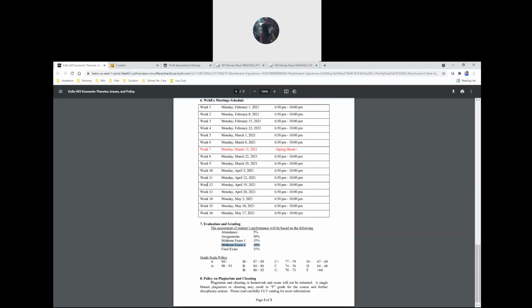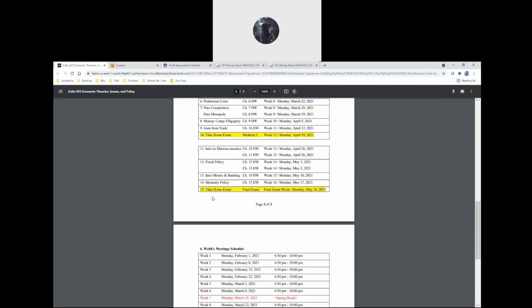So let's do chapter 14 today. We're going to do some intro to money and banking and some financial economics. Then we'll finish up with monetary policy next week, chapter 15. Just note that the homework assignment from chapters 12 and 13 is due today, so you can post that when you get a chance.